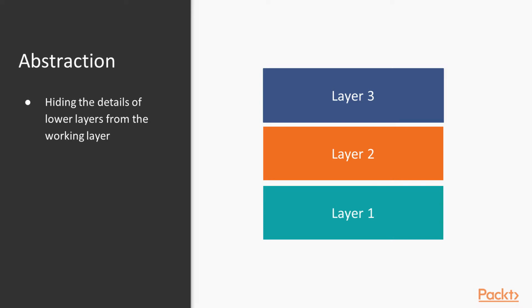Humans do not directly interact with layer 1 in this model. They directly interact with layer 3, and then layer 3 interacts with layer 2, and then layer 2 interacts with layer 1. So you see the basic idea of how abstraction works.